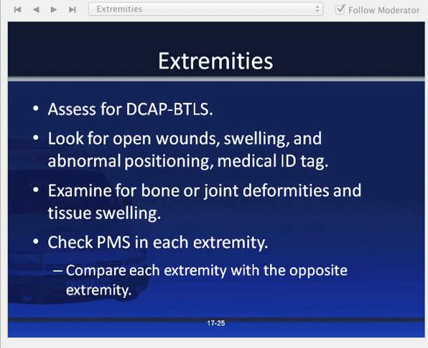Check pulse, motor, sensory in each extremity. Compare each extremity with the opposite extremity. Assess circulation in each extremity by feeling for pulses. Assess the dorsal pedal pulses on the top of the foot in each lower extremity. Assess the radial pulses in each upper extremity. Assess movement and sensation in each extremity.